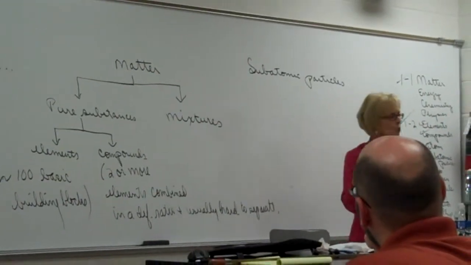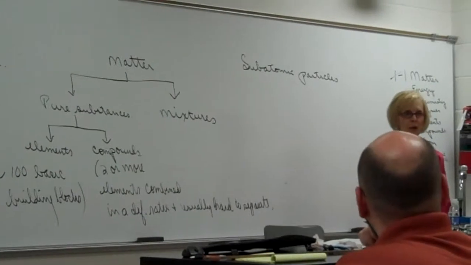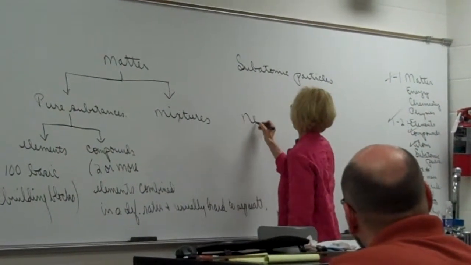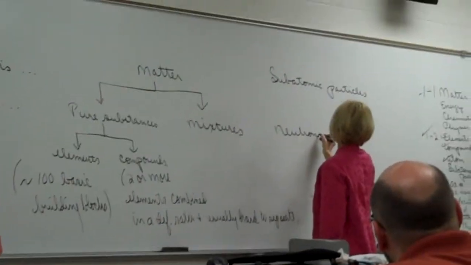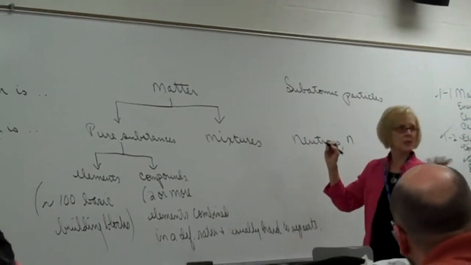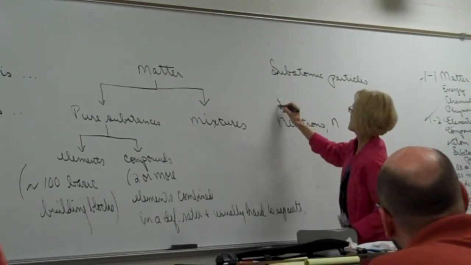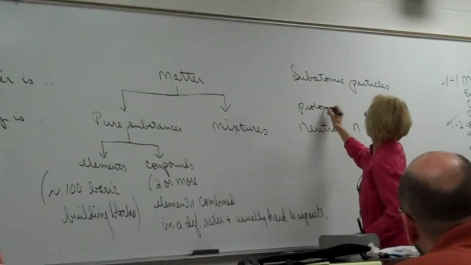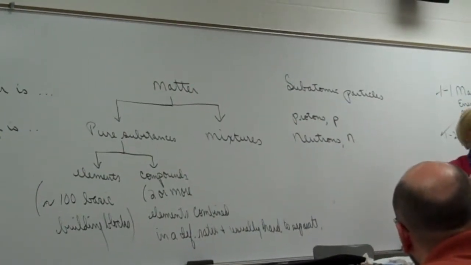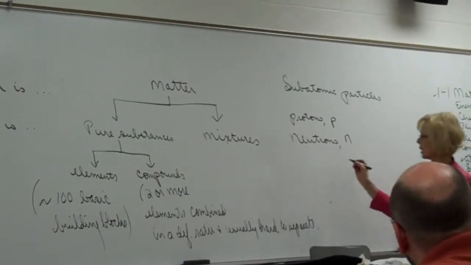Could anybody tell me one? Do you remember this from way back? Neutrons. Okay, now we're on a roll. Neutrons, and we abbreviate that with an N. And what else did I hear? Protons. Good. We abbreviate that with a small p. What's the third type? Electrons. Good.